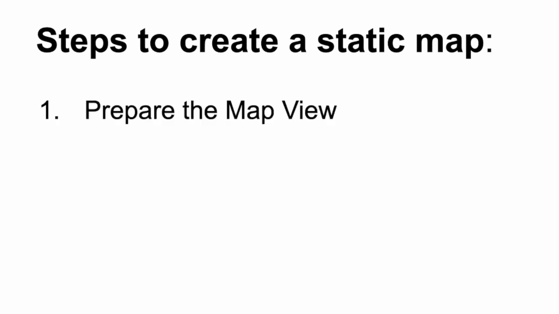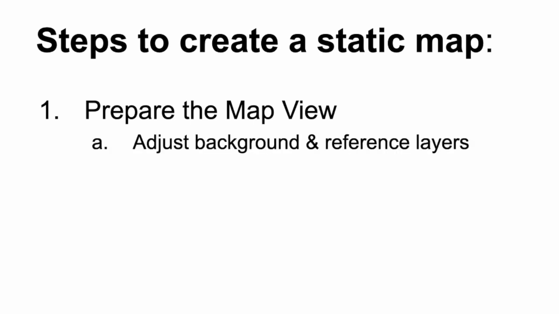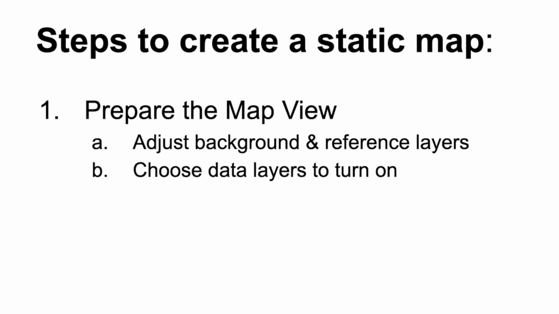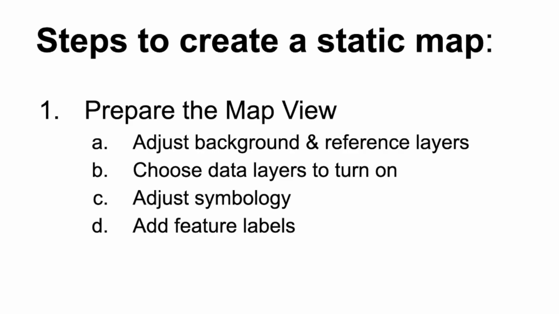Our first step is to prepare the map view. To do that, we're going to talk through how to adjust the background and the reference layers for your map, to place the data that you would like to show your students in context, how to choose the data layers to turn on, how to adjust the symbology of those layers, and how to add any labels to the features that you would like to highlight.